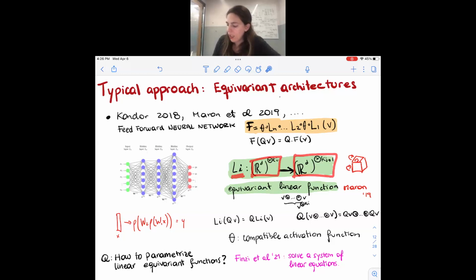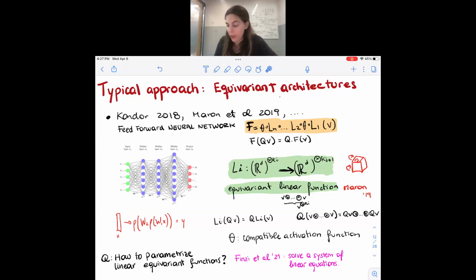You have to extend the action of the group from R^d to (R^d)^k, and the way you extend it is what you would expect. If you have a tensor product, you extend the action of Q as Q times v tensor product, etc., for each of the components. So the action is applied in each of the dimensions of the tensor independently. Then you can ask, how do I parameterize the linear equivariant functions on these tensors?